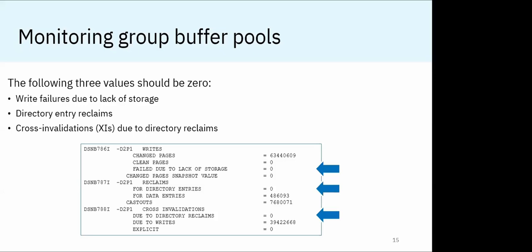Group buffer pools. So when we get display and SMF data, we can see all of this for our customers, but we're mainly looking to make sure that these three values are all 0. So the write failures due to lack of storage, directory entry reclaims, and then cross invalidations due to directory reclaims.